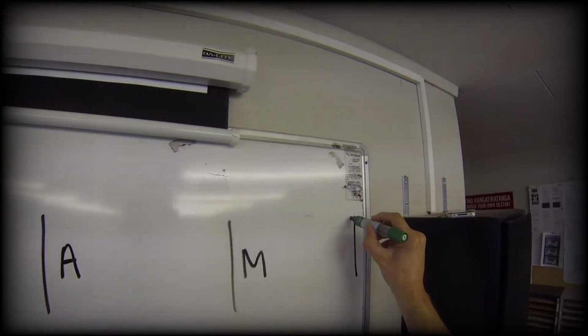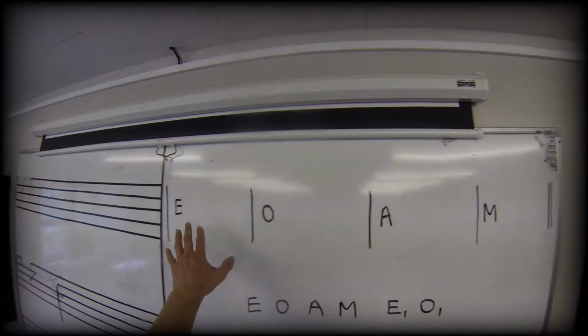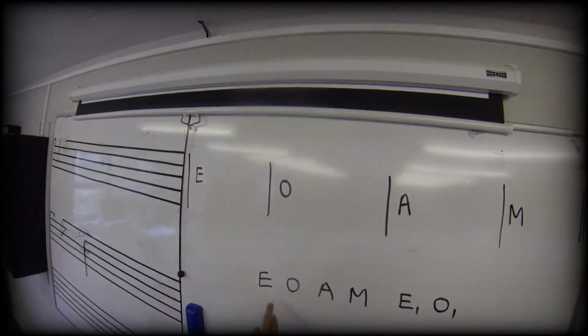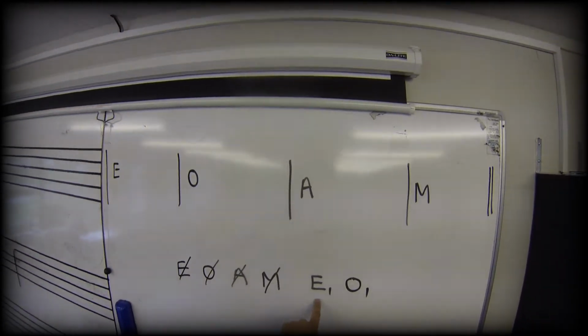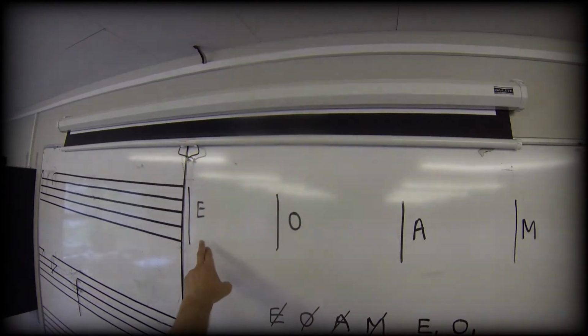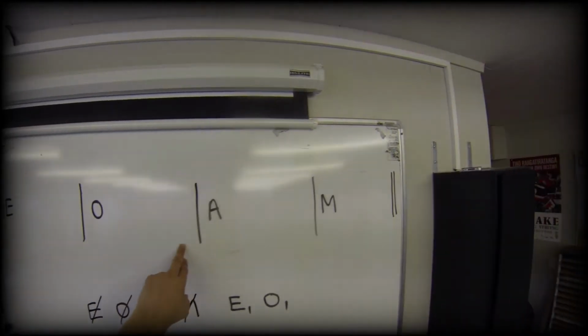So the first thing we do is we'll put a double bar line at the end of the first 4 bars, because the first 4 bars are going to run just as usual. So I'll cross them off now, E, O, A and M. And now we need to go back to the beginning for E, then O, and then we end.